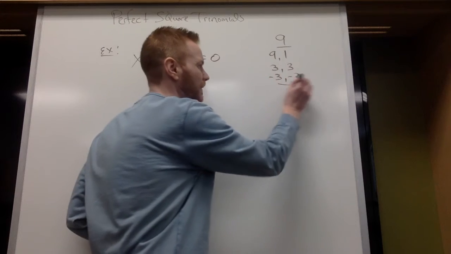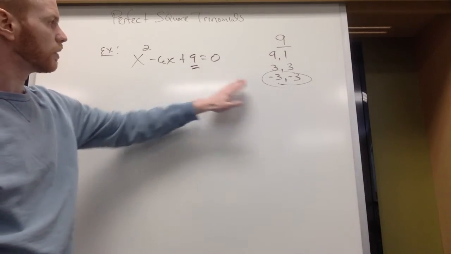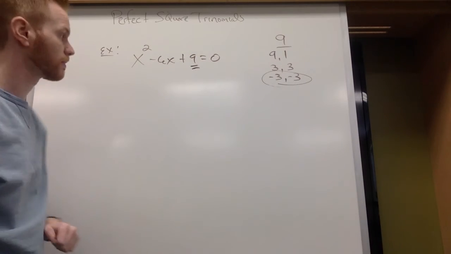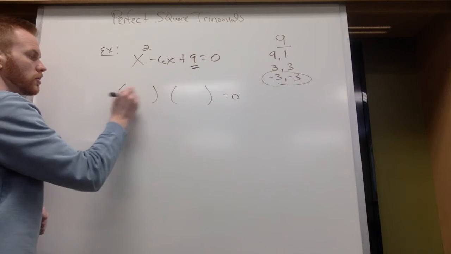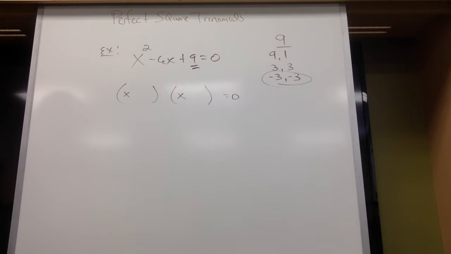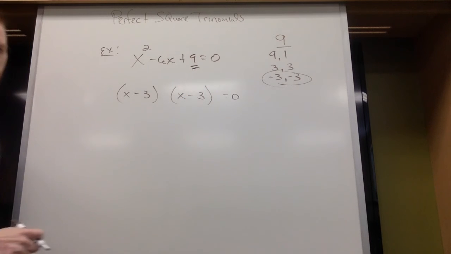I think the bottom factors are going to work, right? They multiply together to give me 9. When I add them together, I get negative 6. Perfect. Okay. So that means my first is the variable, right? That's the first spot. The next spot are the two factors. They're both negative 3s.